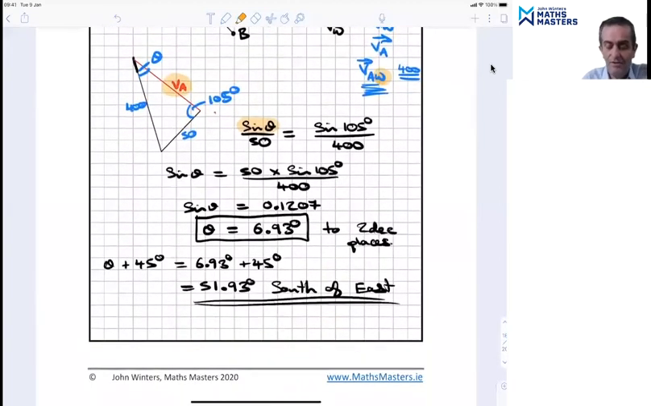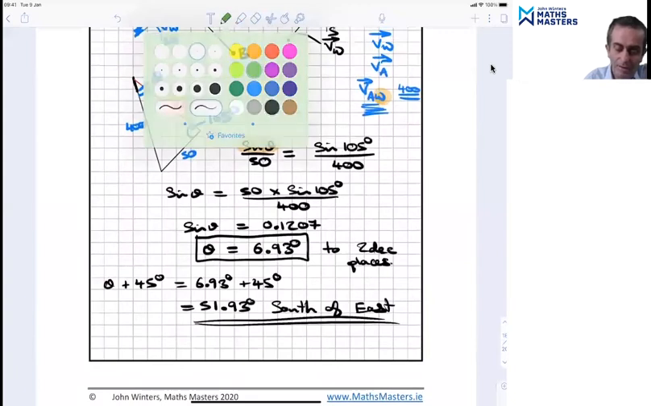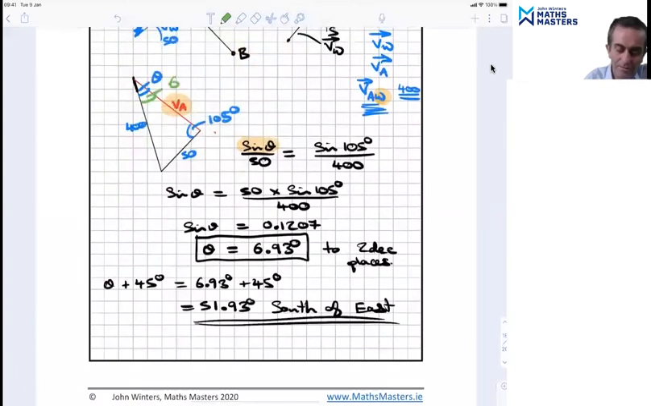So we're looking back at this triangle again. Now we've worked out at this stage that this angle up here is 6.93 degrees. And that means I can calculate this angle over here very, very simply, because I know that the angles in a triangle must add up to 180. So let's go 180 minus 105, that large angle, and then minus the 6.93 as well. That gives me 68.07 degrees.